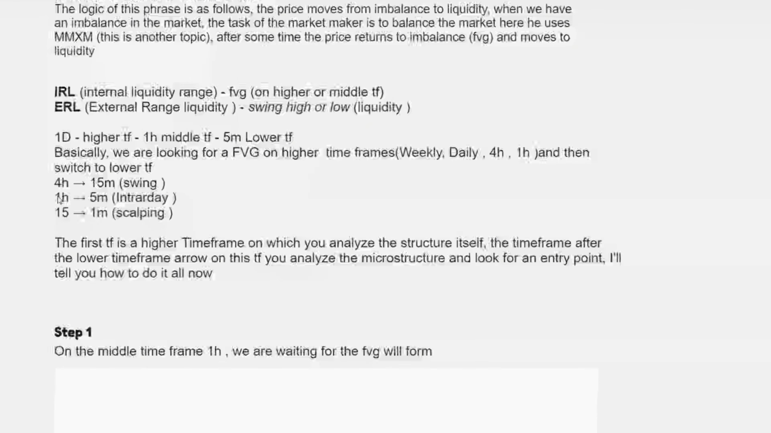In ICT, we usually use 3 time frames. The higher time frame, which is weekly or daily, identifies bias. On the medium time frame, which can be the 4-hour or 1-hour time frame, ICT traders usually find a point of interest. It can be a fair value gap or an order block. And on the lower time frame, which can be 15-minute, 5-minute, or 1-minute, people use it to identify the entry point.